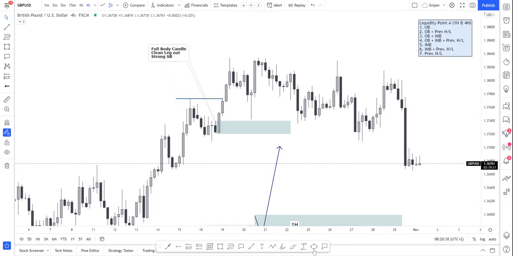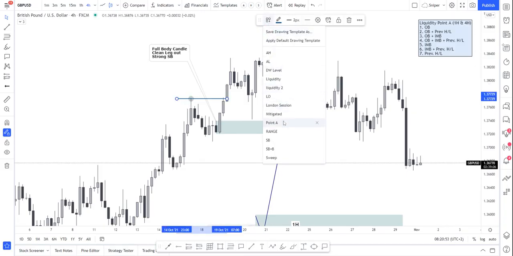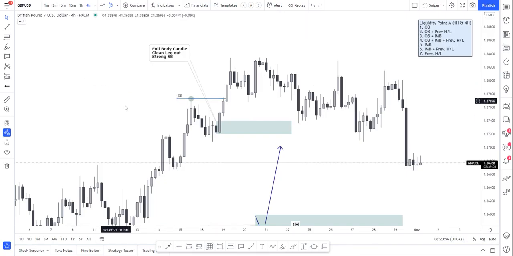What does that mean? A structure break is just a break in the previous structure to the left or to the right. So there's our previous high. And we can see that this move towards the upside completely broke this structure towards the upside. We call this a structure break, so we can identify it as SB, structure break. So that is our order block.